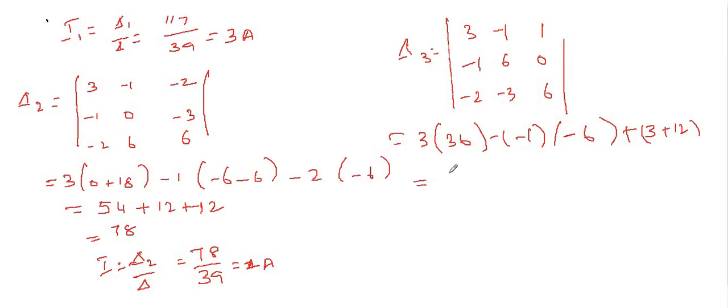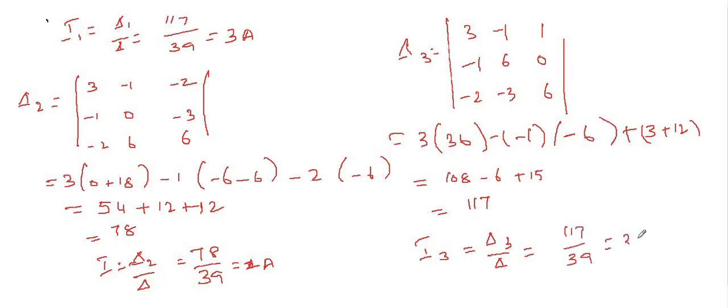So this is equivalent to 108 minus 6 plus 15. So it is equivalent to 117. Therefore I3 is equal to del 3 divided by del, which is equivalent to 117 divided by 39, and this is 3 ampere. So the value for I1 is 3 ampere, I2 is 2 ampere, and I3 is 3 ampere.